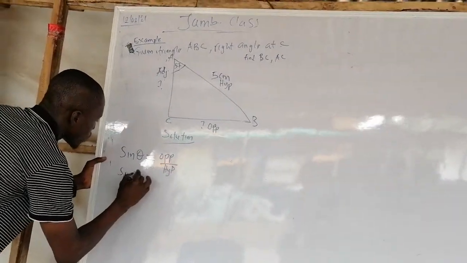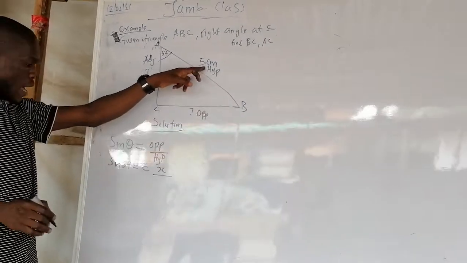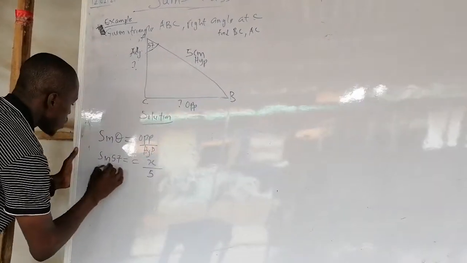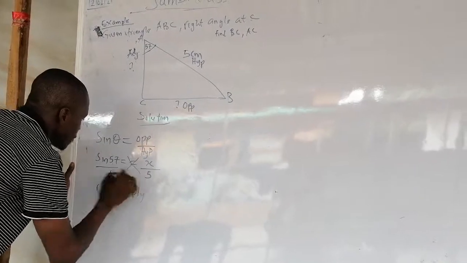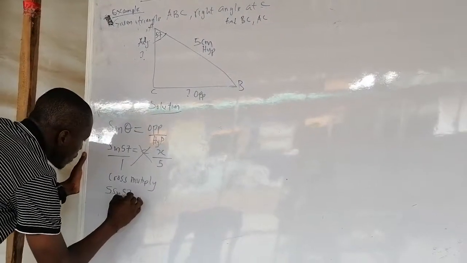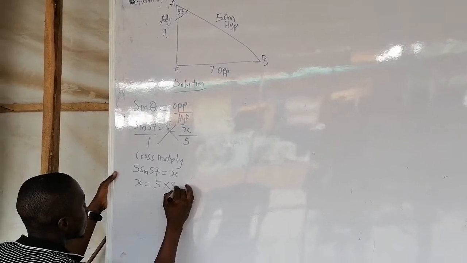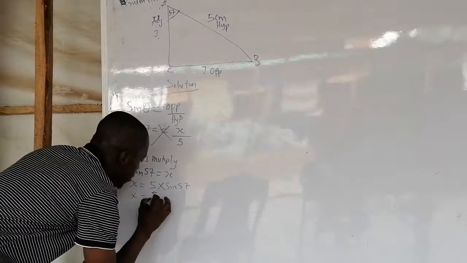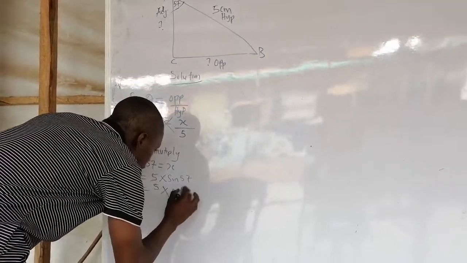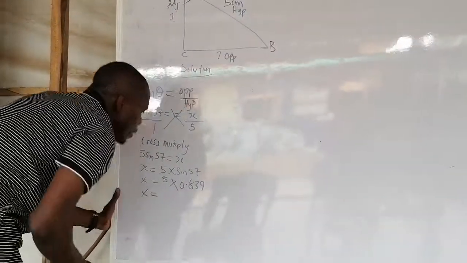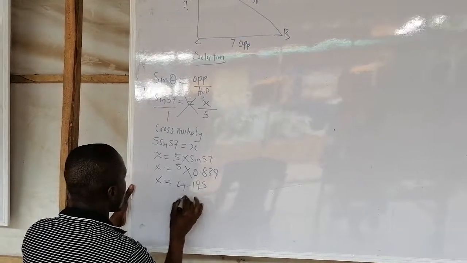So sine 57 is equal to, what's our opposite? We don't know it. Let's use x over our hypotenuse, which is 5. So this one is over 1. Cross multiply. We have 5 sine 57 is equal to x. So x is equal to 5 multiplied by sine 57. What is 5 multiplied by sine 57? Sine 57 is 0.839. So x is equal to 5 multiplied by 0.839, which is 4.195.